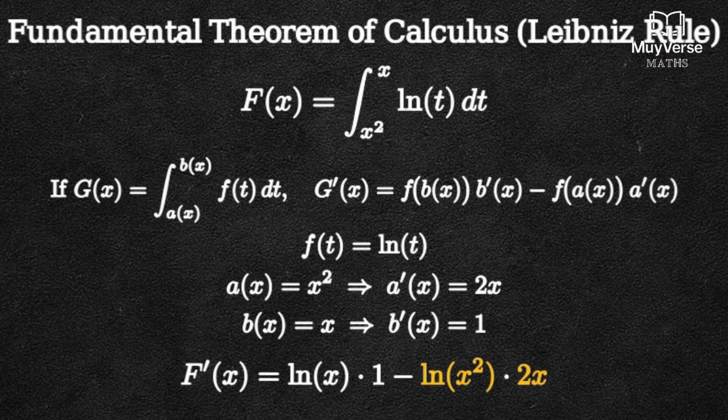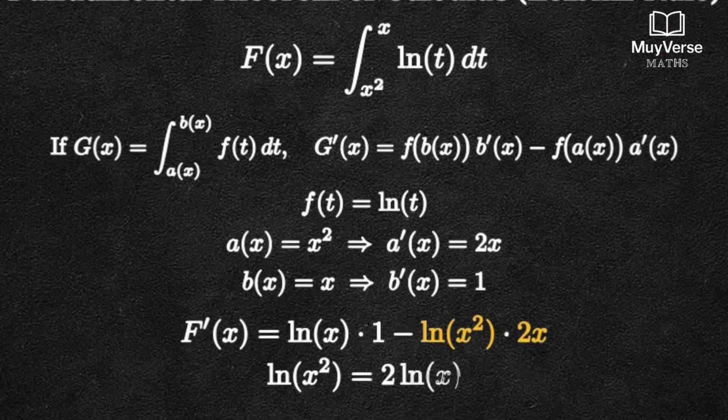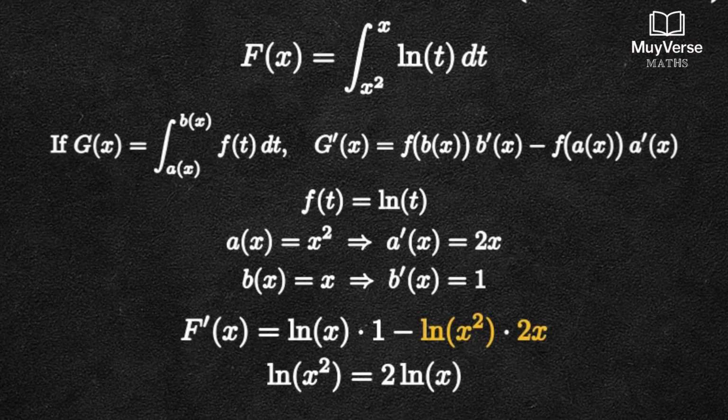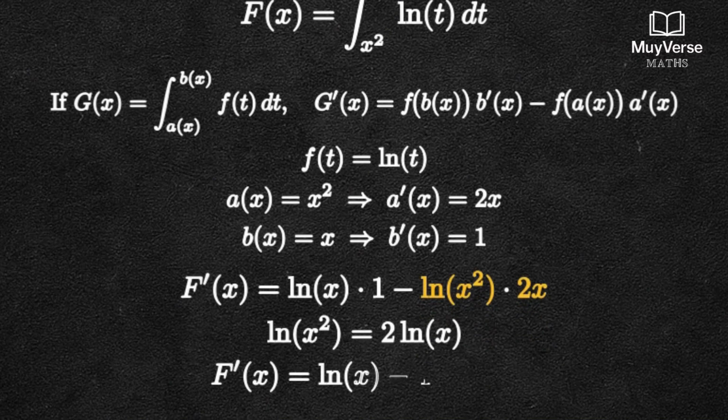Step 3. Use the logarithm identity. Natural log of x squared equals 2 times natural log of x. Substitute that into our derivative to get f prime of x equals natural log of x minus 4x times natural log of x.